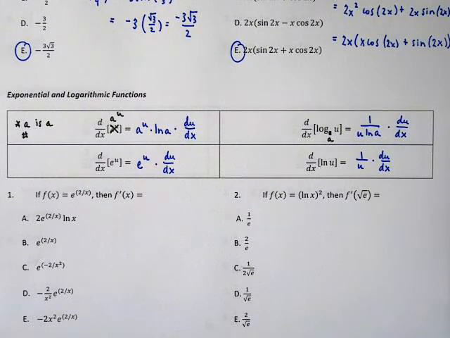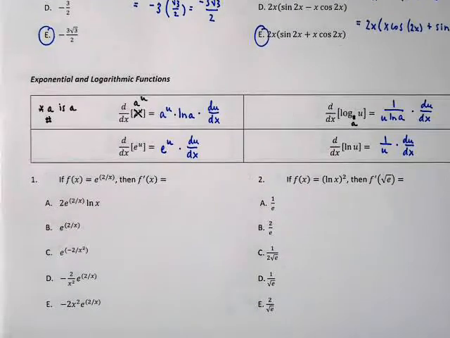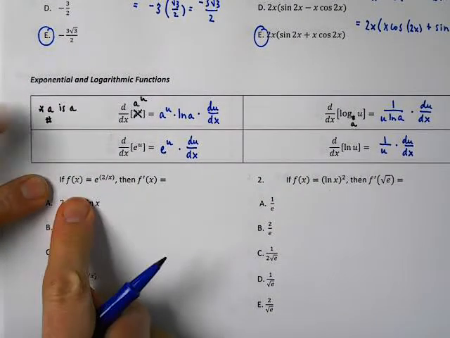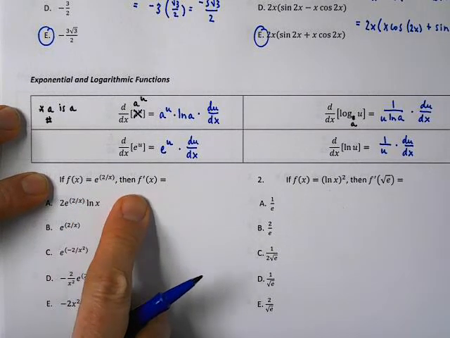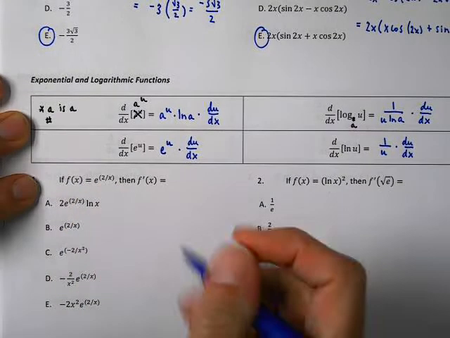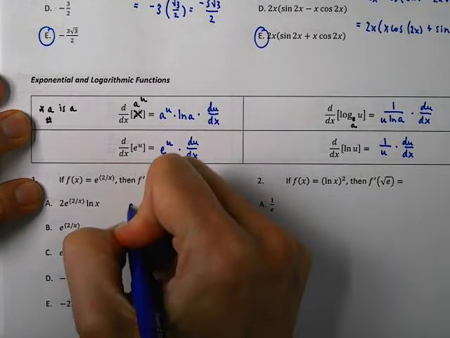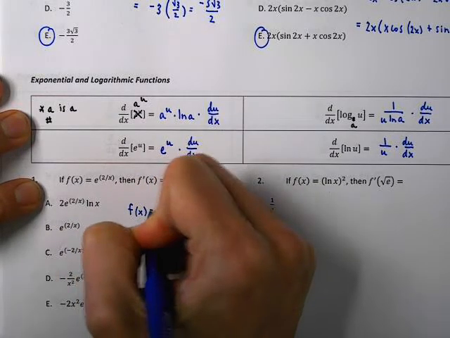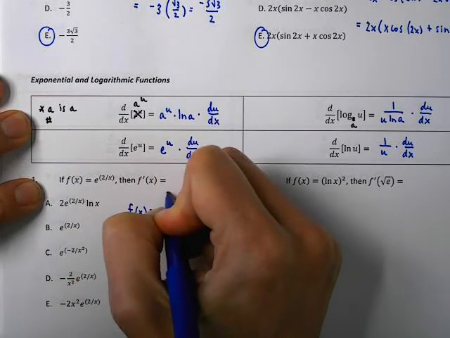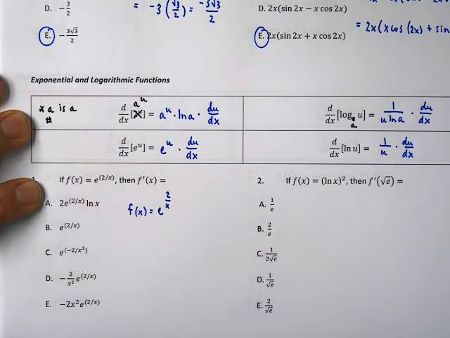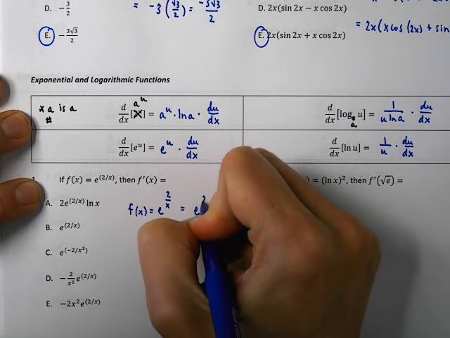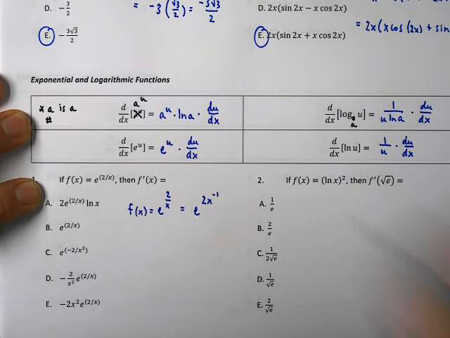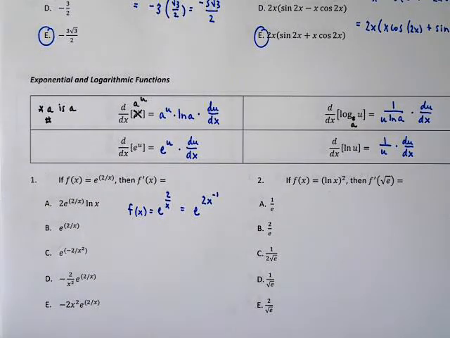So let's look at a couple of examples here. My first one is f of x equals e to the 2 over x, and we want f prime of x. So I'm going to do a few things here. So really what we have is e to the 2 over x. For my purposes here, I'm going to make that e to the 2x to the negative first, because that's going to help me a little bit when I go to differentiate this.